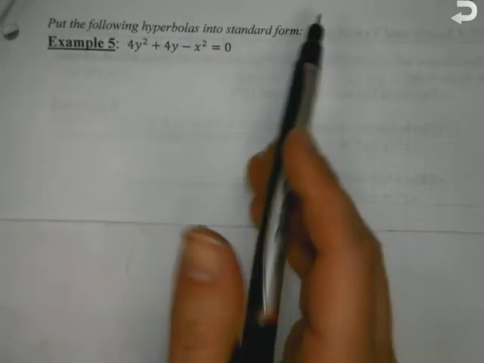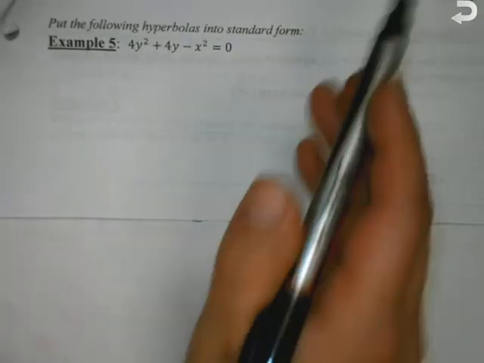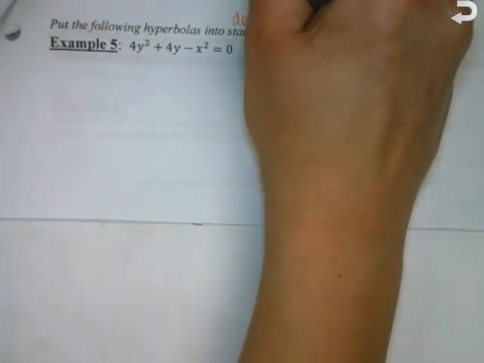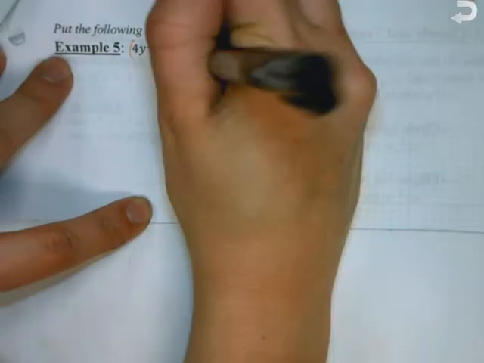Descriptive is the one that actually tells us the information we need to know. The good news is this is nothing new, so this is all stuff we know how to do. We are going to group the y's and group the x's. Now the thing we have to remember is we have negatives involved, so make sure you group the negative with the x squared. That x squared is negative in this case.